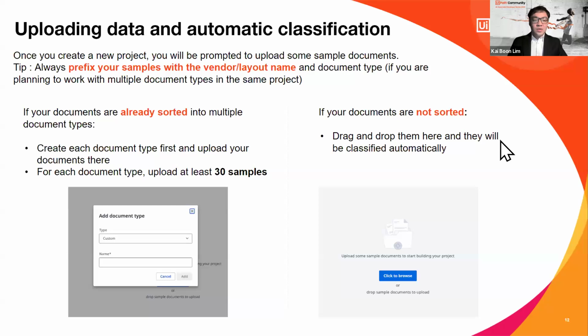Okay. All right, so for uploading data, there are two ways that you can do this. If, for your particular process, you are very certain that you are working with only one document type, then go ahead and create that document type and drag and drop your samples into it. That will skip the classification step. But if you're looking at a broader scope and want to train a classifier as well, and your documents are not sorted, then you can simply drag and drop them into the project, and automatic classification happens in the background to sort the documents into the respective document types.